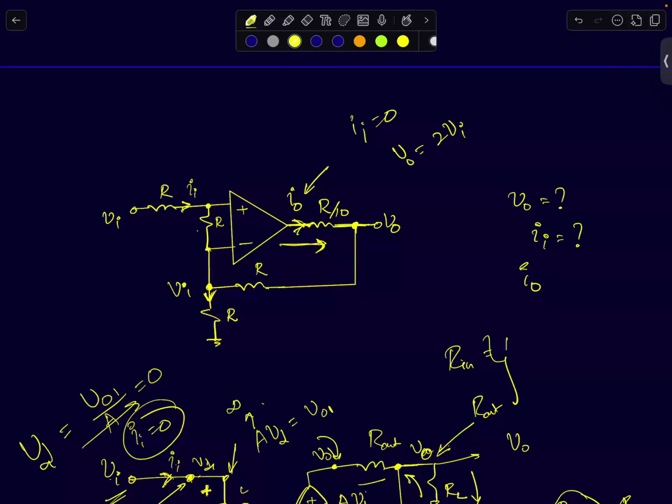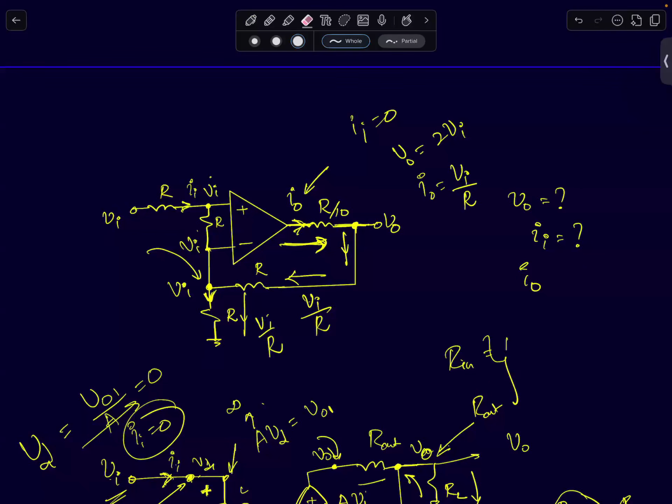So this node voltage comes to Vi, right? Because that follows from Ii is 0. So this node is at Vi, this node is at Vi. So the current flowing through this resistor is Vi by R, and that current has to flow through this resistor as well. So the current flowing through this resistor is Vi by R. That current has to flow from here, which is the same as I naught. So I naught equals Vi by R.